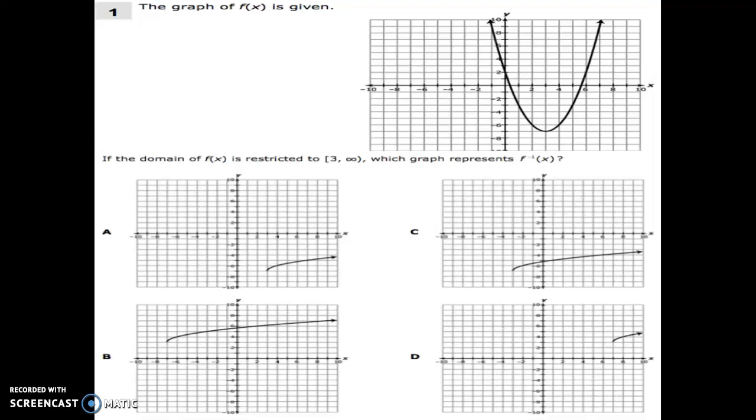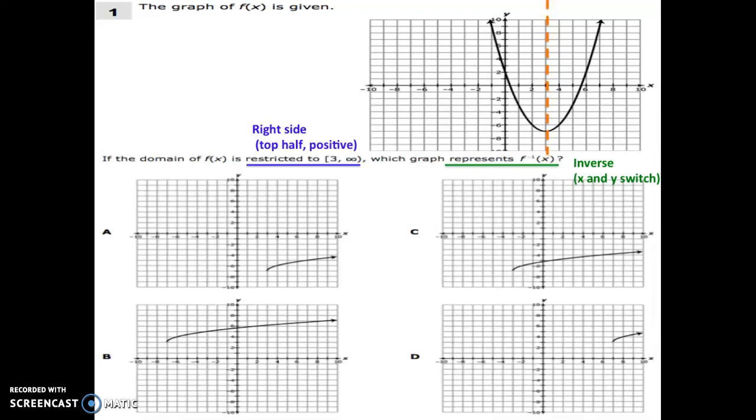Okay, so we're given a graph f of x, and we're told that it's going to be restricted from 3 comma to infinity. So 3 to infinity means it's the right side. So we're talking about only the right side of the graph that we're given, and we're asked which of these graphs will represent f negative 1 of x.